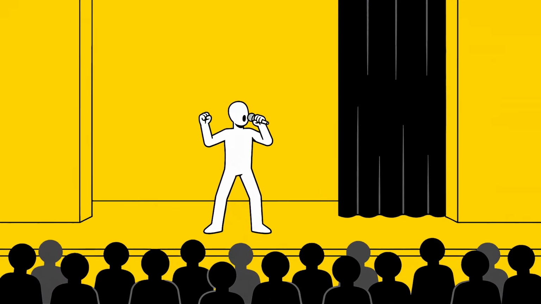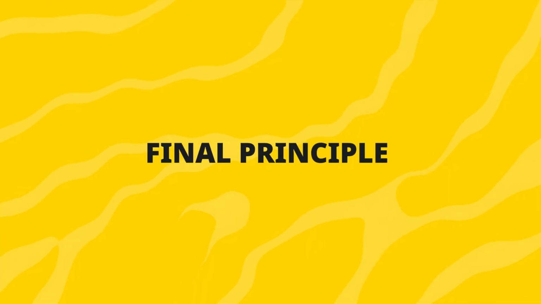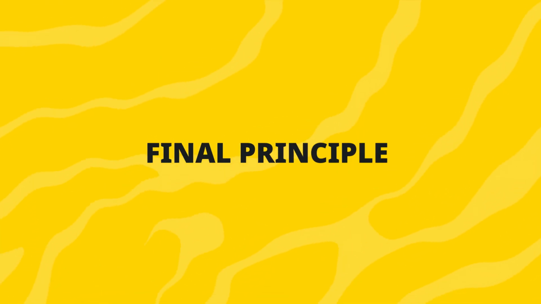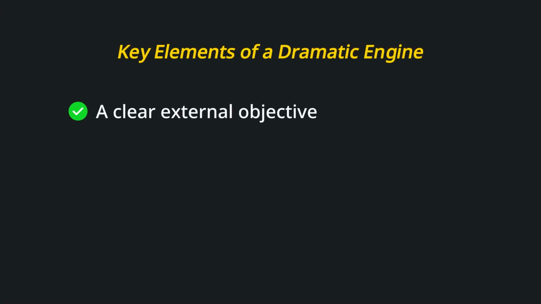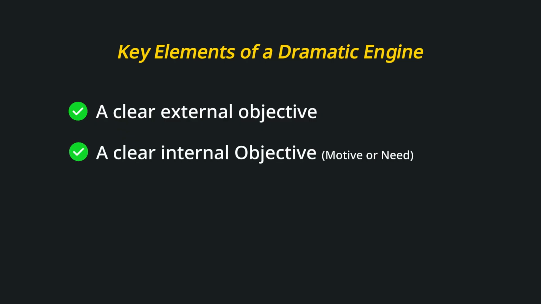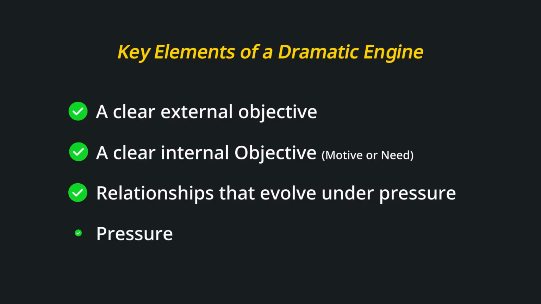These devices also fuel the engine. They make scenes collide, they make stories move, they create tension and conflict, and they create range when you use them all in unison. This is how you develop a screenplay concept so it keeps producing conflict instead of just depending on one clever idea. So a strong concept or a strong story runs on a dramatic engine built from a clear external objective, a clear internal objective, aka need or motive, relationships under pressure, and pressure devices.